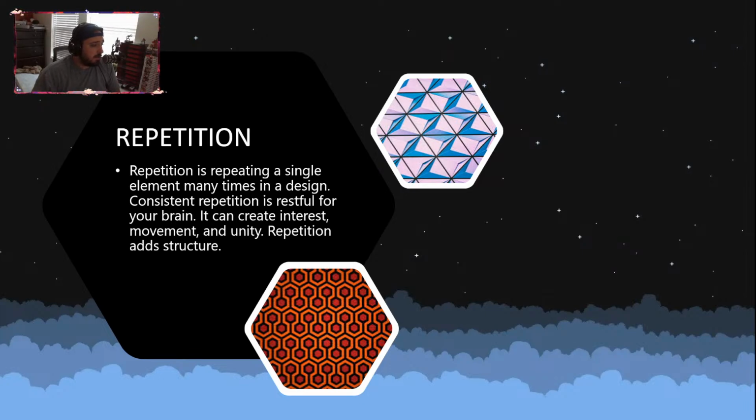However, it can also create interest, because it's causing movement. Your eyes are jumping across the screen trying to figure out what's going on. And it can also create unity. When you have this consistent repetition, it can unify an object and build structure.